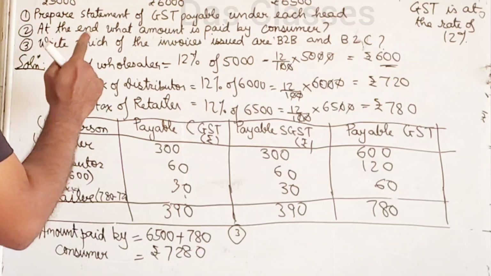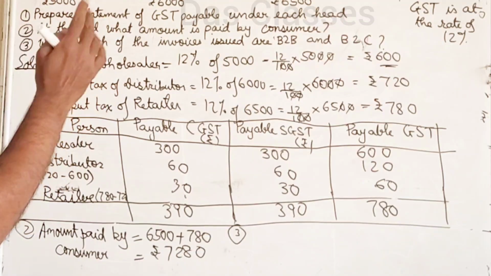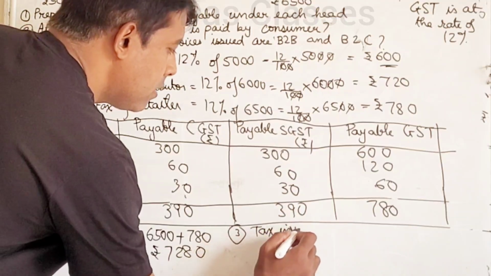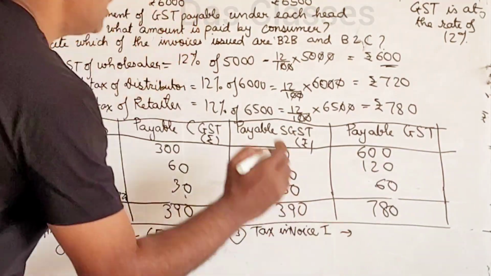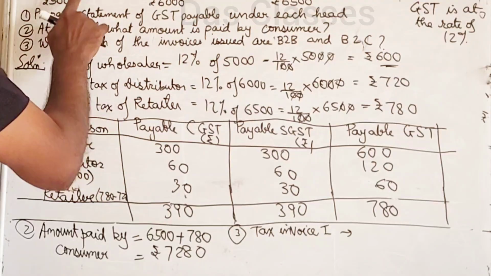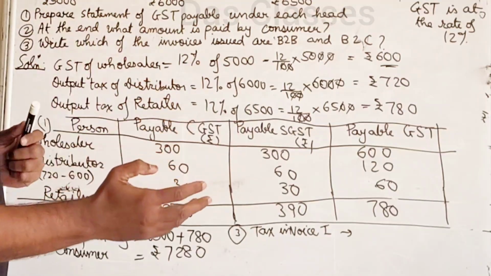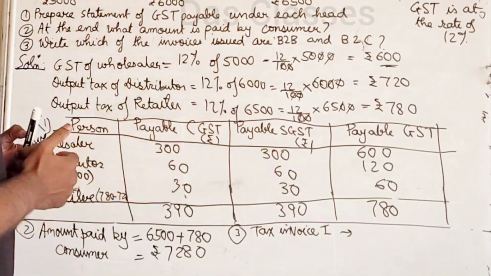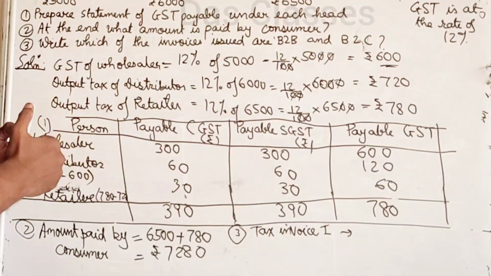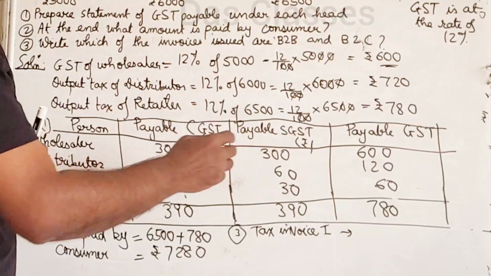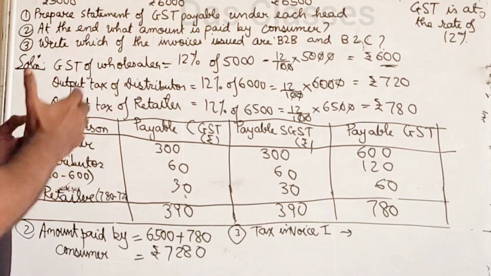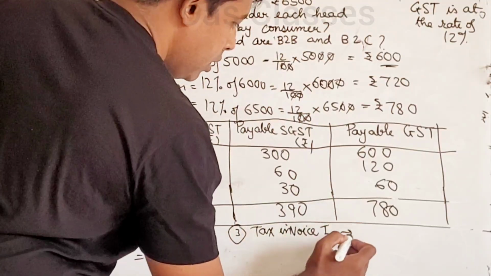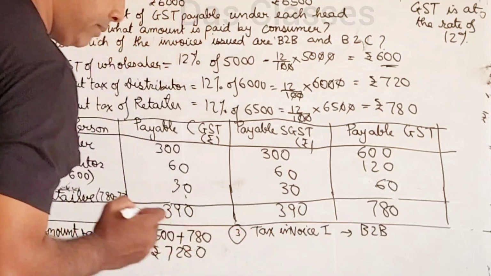Now what's the third question? The third question is, write which of the invoices issued are B2B and B2C. So you see, tax invoice 1 is given from the wholesaler to the distributor. B2B means business to business and B2C means business to consumer. As you see, he is further selling it, so it's business to business. C stands for consumer, who is going to use that thing. The distributor has taken that and again sold it. So invoice number 1 is going to be B2B.